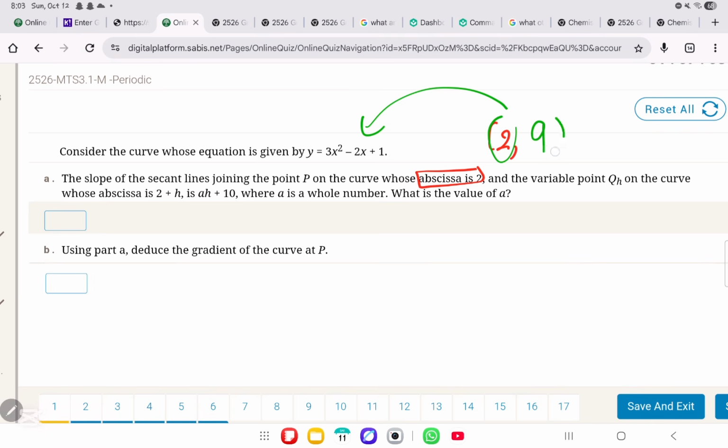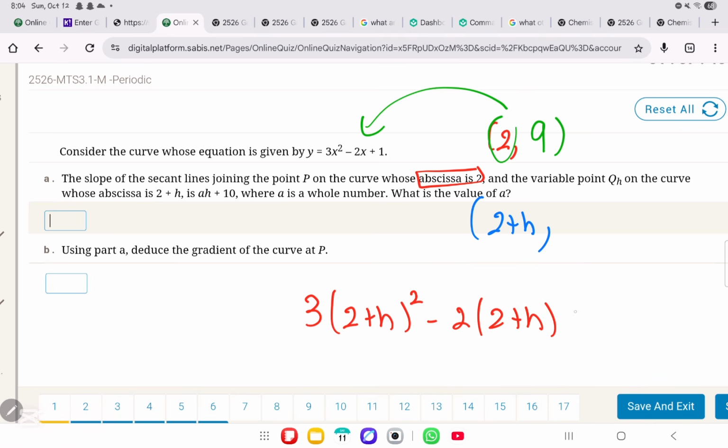and you will get the y to be 9. And then they told us that there is another point, Q, whose abscissa is 2 plus h. What does that mean? That means that it's 2 plus h for the x. How do we find the y? We need to substitute it here. So it's going to be 3 times (2 plus h) squared minus 2 times (2 plus h) plus 1.